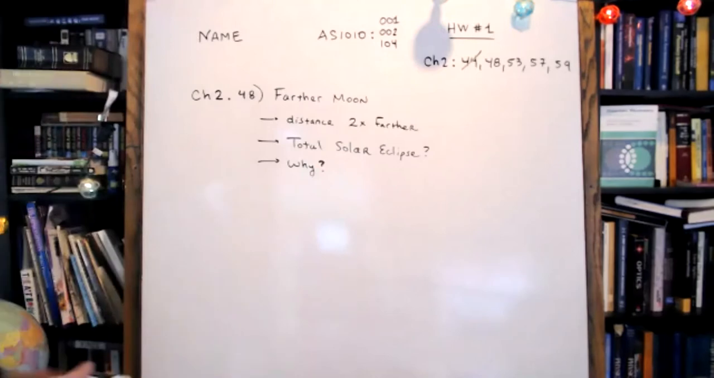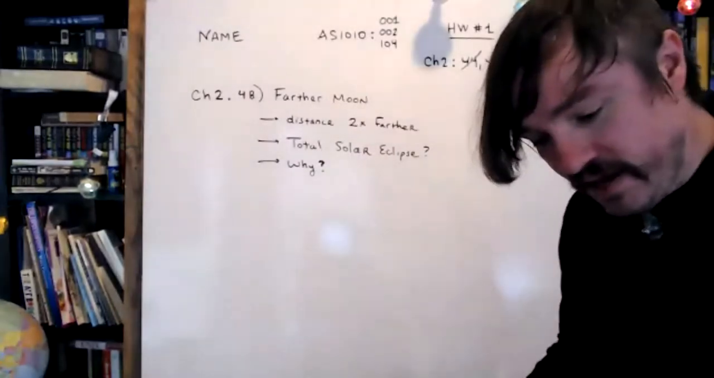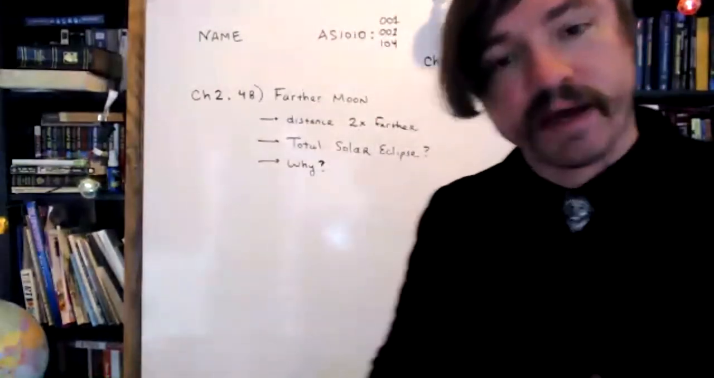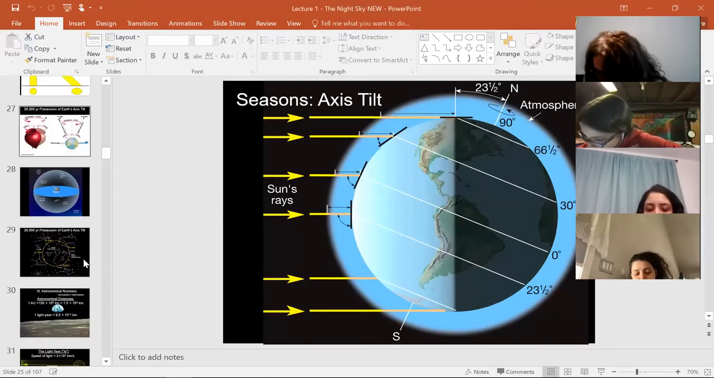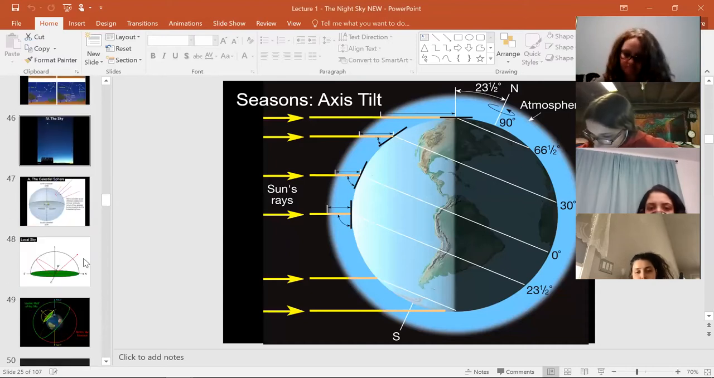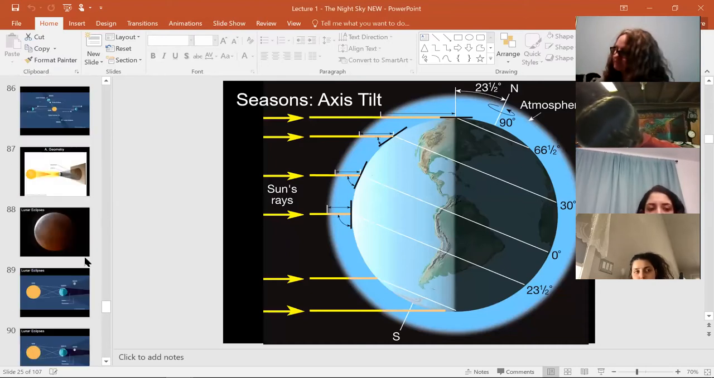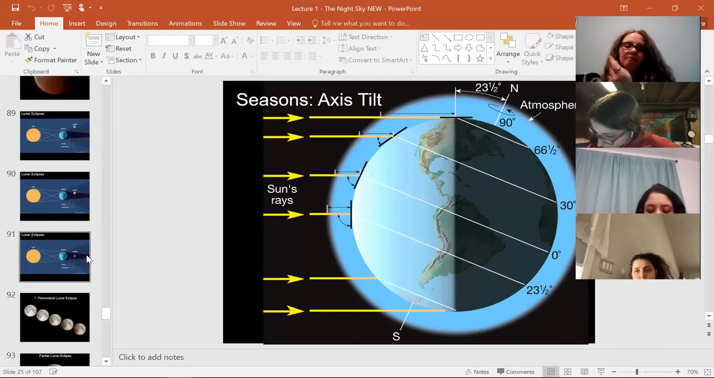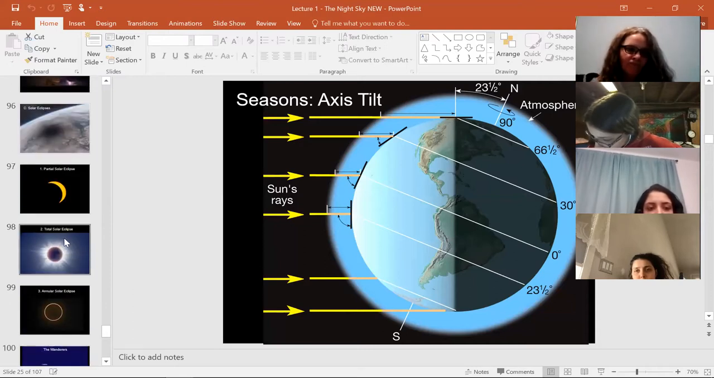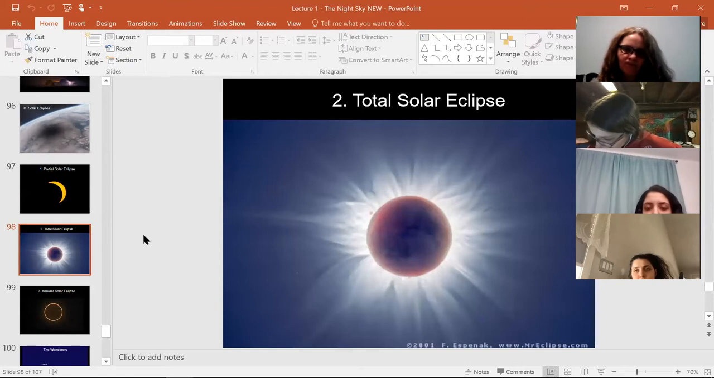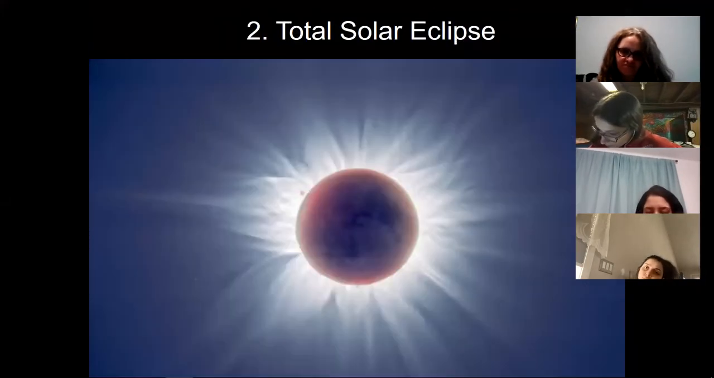Now, I anticipated this trouble. We basically just completed the phases of the moon today, and my very next lecture topic will be eclipses. I didn't quite get there. But remember that I did talk to you guys about a total solar eclipse at some point. I probably showed you this picture here. Let's see if I can find it. This is a picture, and I'll show this again next time, of a total solar eclipse.